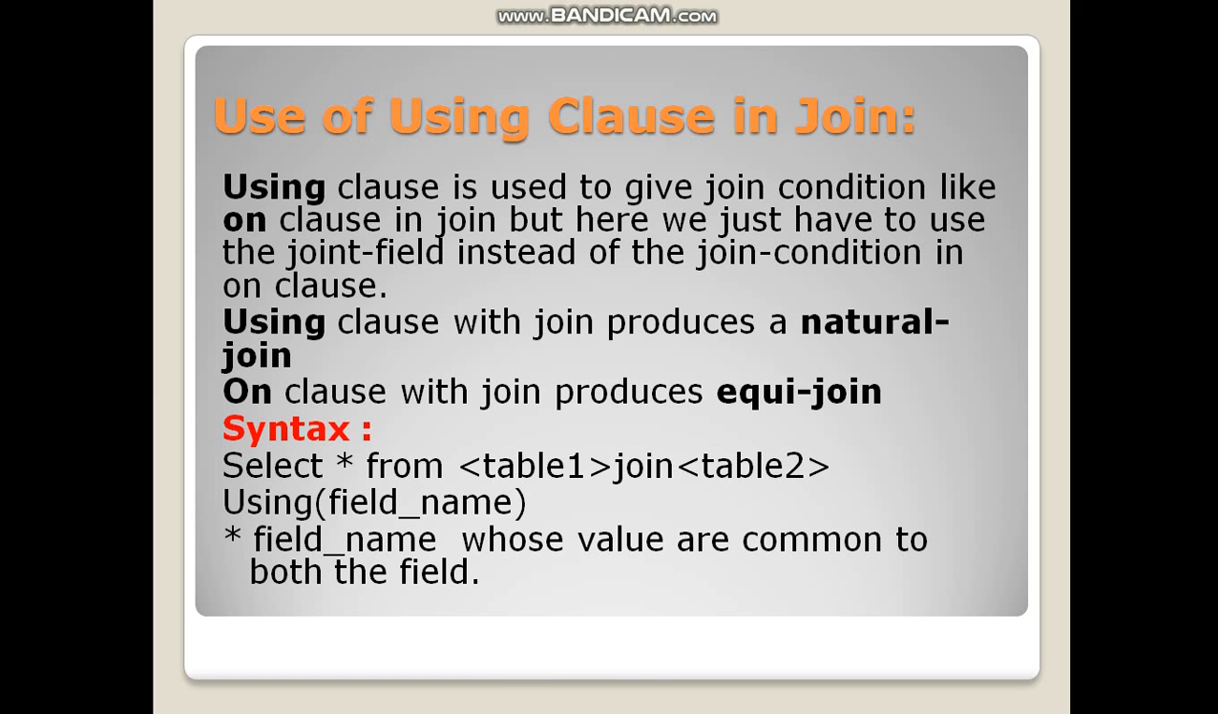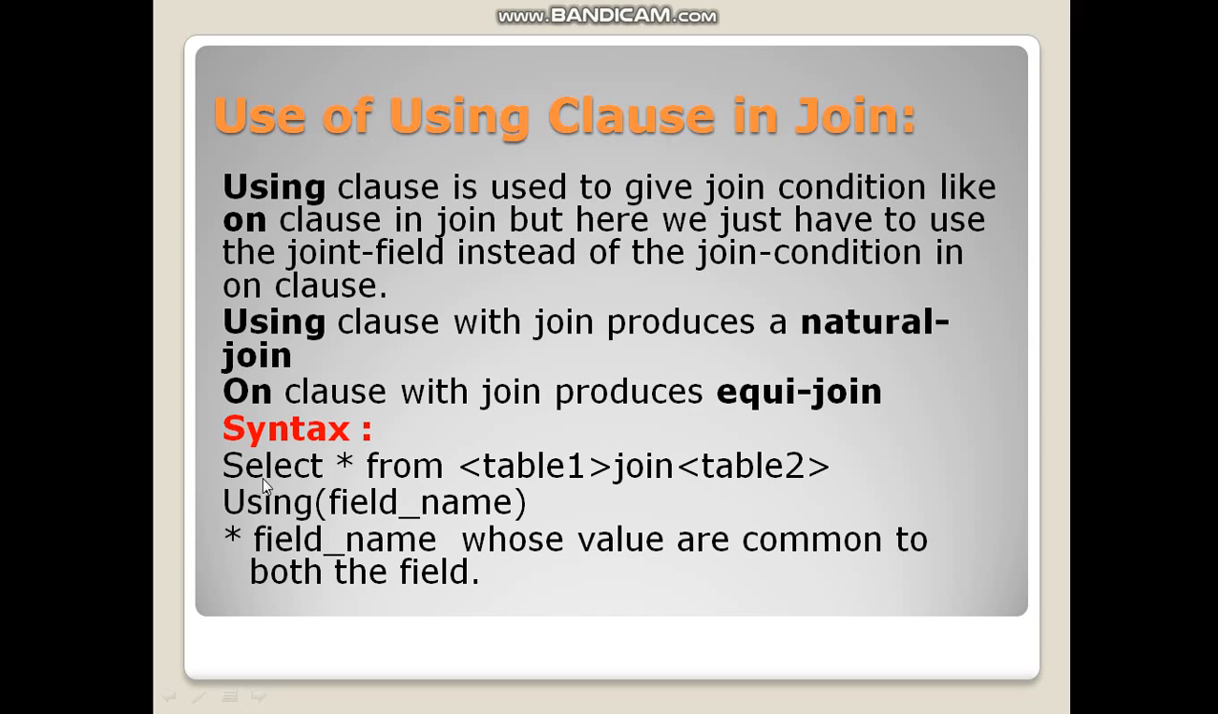At last, I will discuss another clause in join, the using clause. Now, the using clause is also used for giving certain conditions on join. Instead of on, when we give conditions for a join other than the natural join, we give the condition using the clause on. But we can also use the clause using. The using clause is used to give a join condition like the on clause, but there we just have to use the join field instead of the join condition in the on clause.